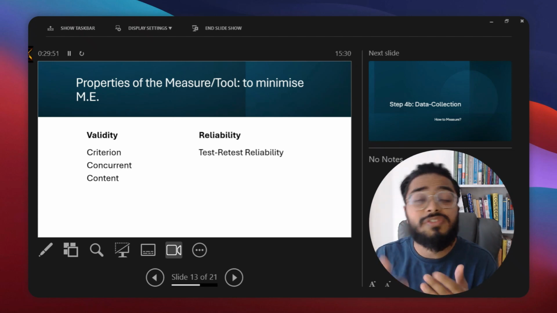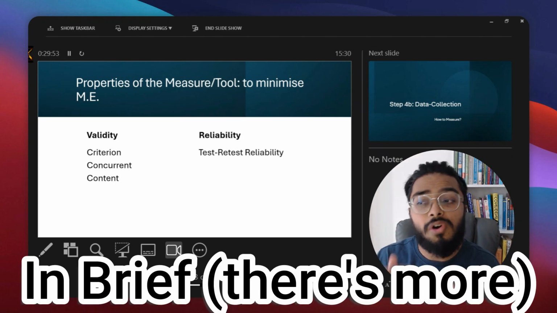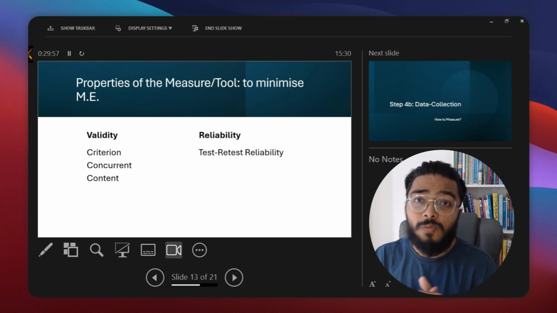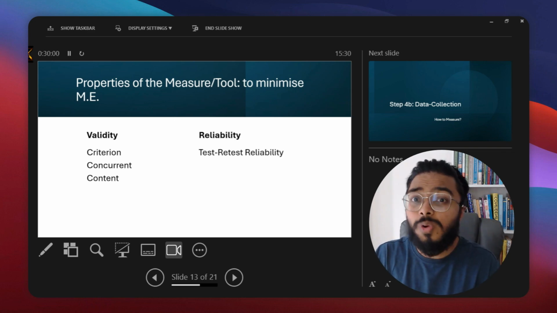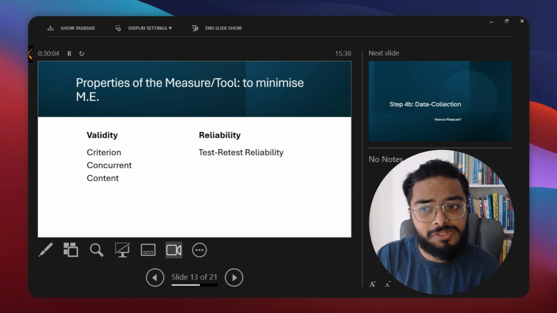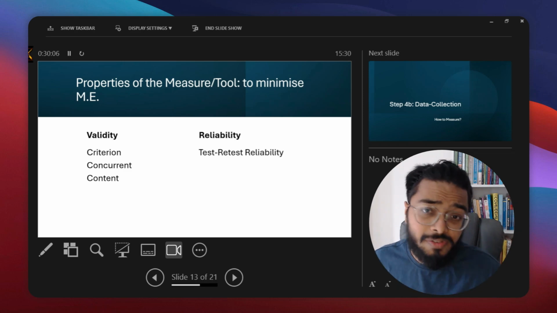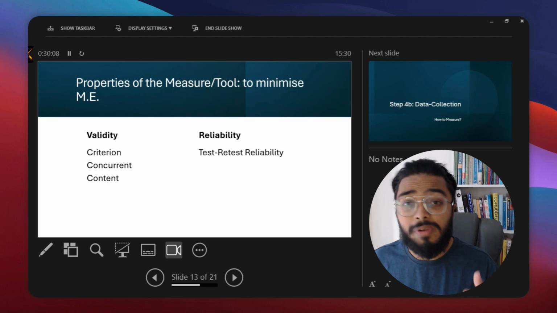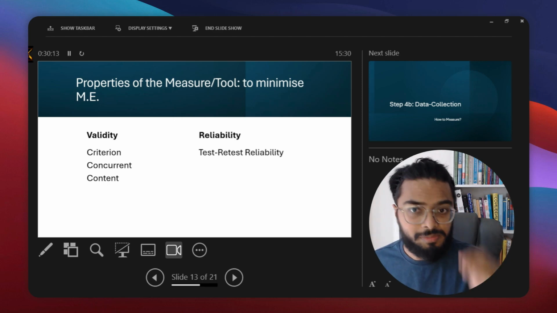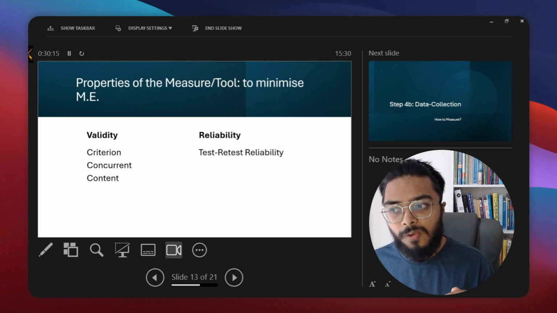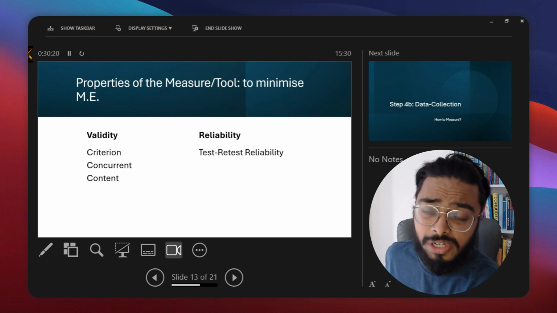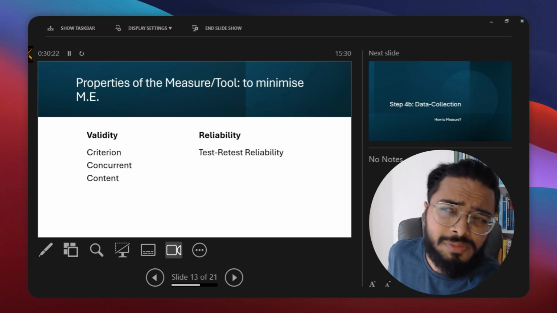Now, there are three different types: criterion validity, concurrent validity, and content validity. Content validity is something, for example, if you are developing a questionnaire and it has 10 different items. Maybe you're developing a depression questionnaire to measure depression, and you have 10 different symptoms listed. One of the first steps you need to do is measure content validity. What you will do for that is pretty informal, actually.